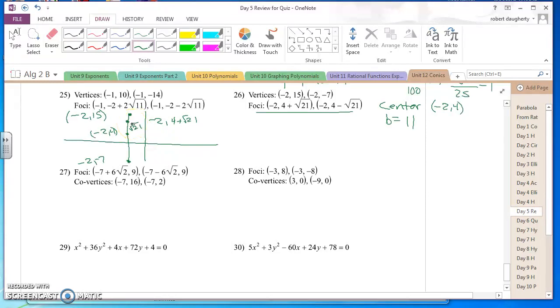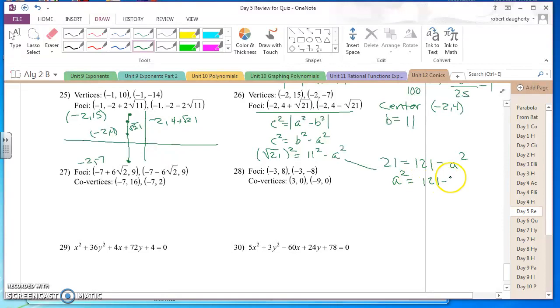Furthermore, I know that c squared equals the absolute value of a squared minus b squared. Since this is a vertical ellipse, I know that b is greater than a. So I can write this as c squared is equal to b squared minus a squared and take away that absolute value. I know b is 11 and I know c is root 21. So root 21 squared is equal to 11 squared minus a squared. This tells me that 21 is equal to 121 minus a squared. So a squared is equal to 121 minus 21. That equals 100. So a is equal to 10.